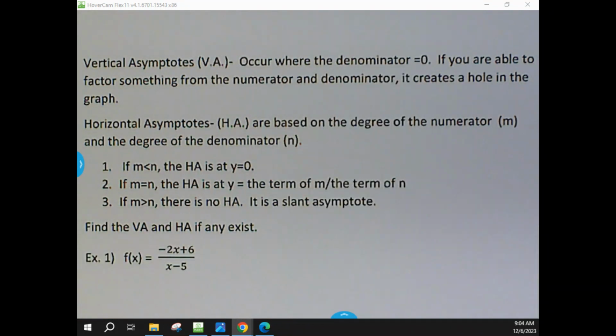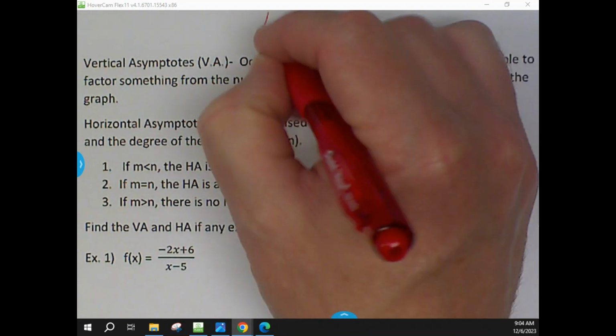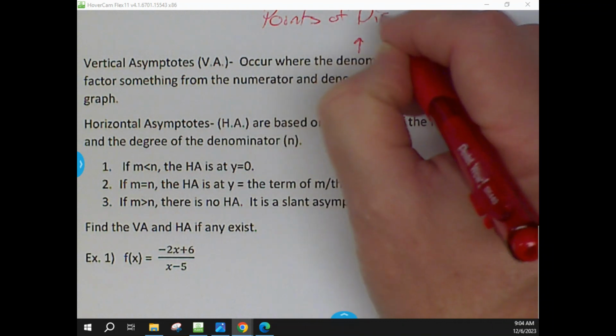All right, now here's where we're going to add in one extra thing with this one. If you can factor something from the numerator and denominator, it creates a hole in the graph. Basically, there's a number that you're leaving out as you go through this thing. Now, in Math Excel, when they talk about the denominator equal to 0, they call that points of discontinuity.